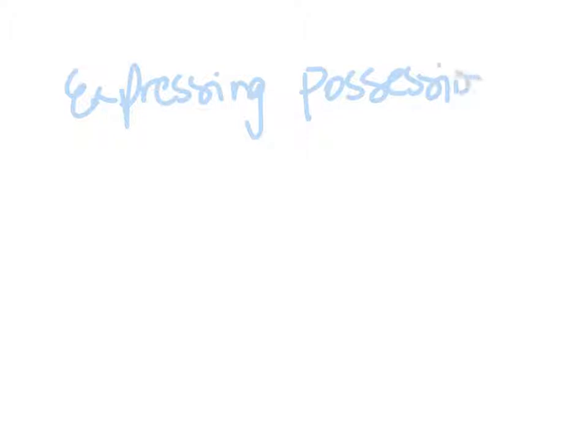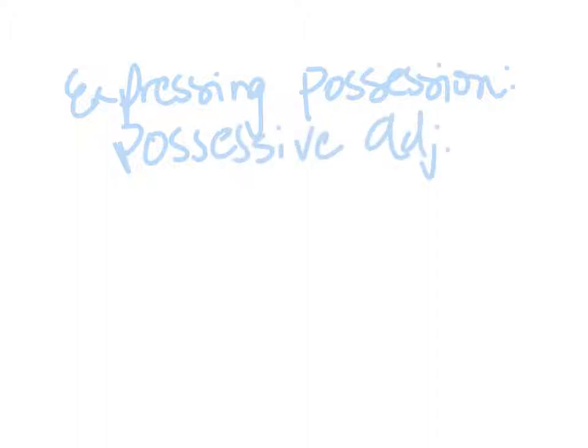The other way that we're going to look at expressing possession is through possessive adjectives. Possessive adjectives. Now, we've already briefly started this, but I've never really done a lesson over it, okay? So possessive adjectives tell you who owns something, or they describe a relationship between people. So in Spanish, possessive adjectives will agree in number with the nouns they describe.